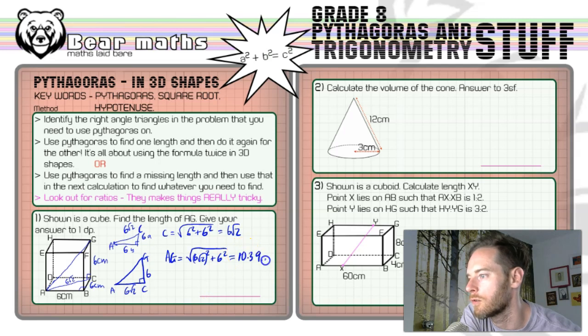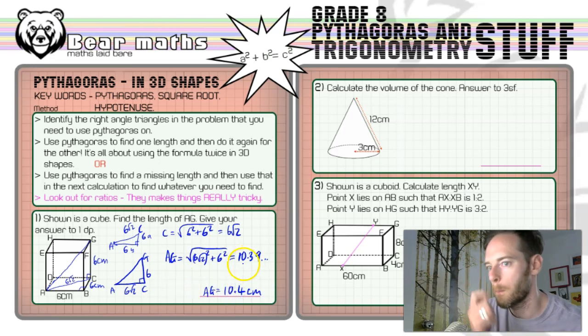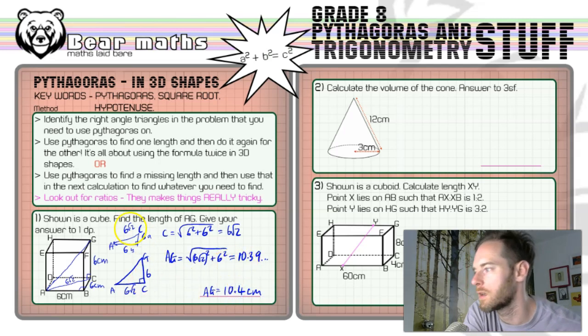It's 10.39..., and then A to G equals 10.4 centimeters. Okay, and that's a good thing to know, because what they quite often ask in these sorts of problems is, does this stick fit in this box or something like that?